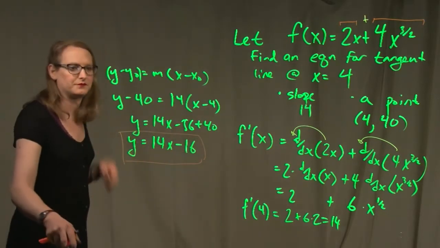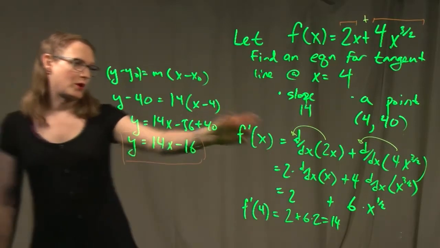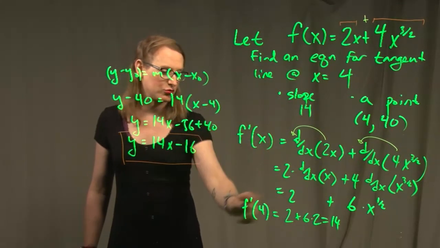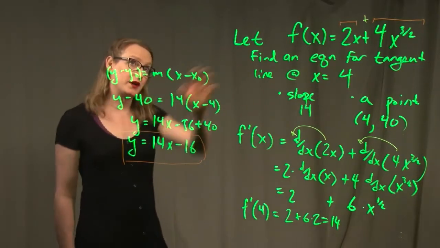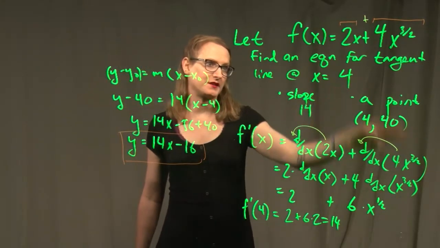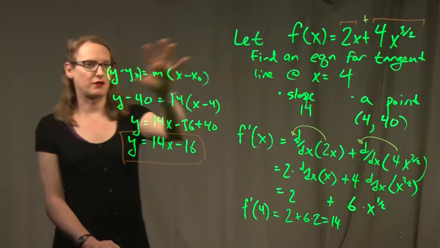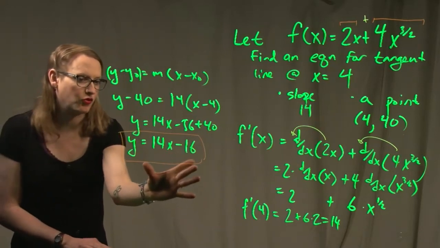Yay. So again, summary of steps. I just needed to get the required information, slope and a point. The slope was given by taking the derivative and evaluating that derivative at my x value. And the point was obtained by taking the x value and substituting that into the function itself. Put those together through our friend the point slope formula, and we get the equation for the tangent line at the point.